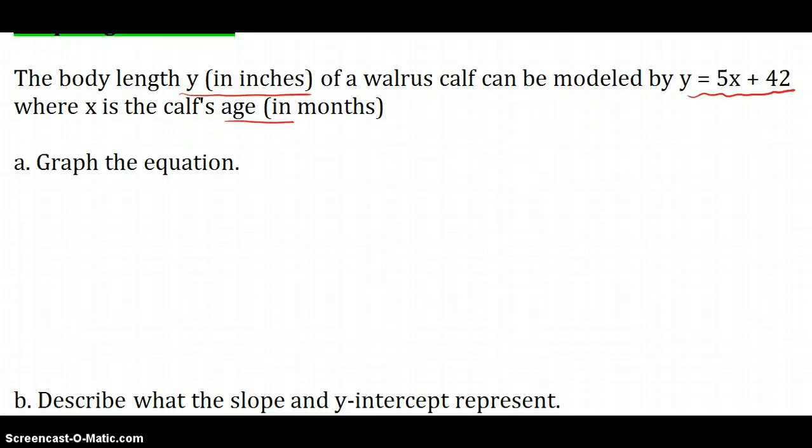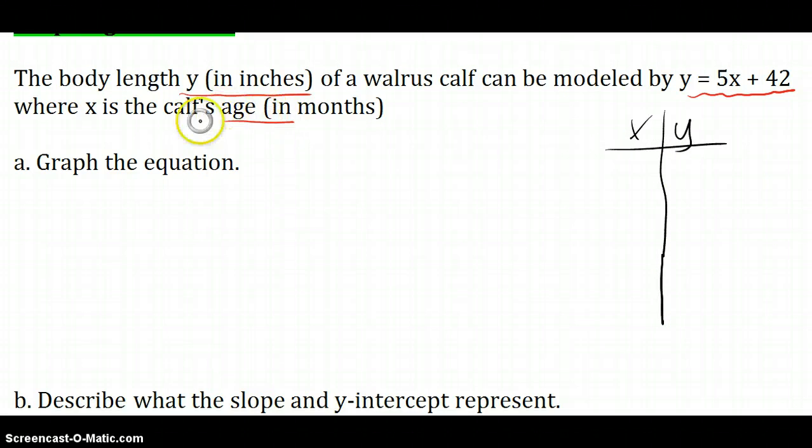First part, we want to graph the equation. Something like this, you can use the y-intercept 42 and use the slope of 5, but sometimes you don't have nice numbers like this, you have crazy decimals. So what I'm going to tell you to do is to plug in numbers when you're using context questions, but you've got to be smart about it.